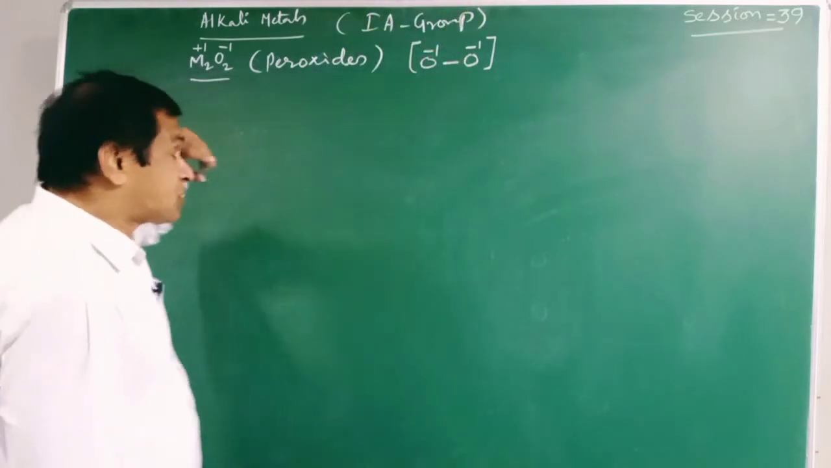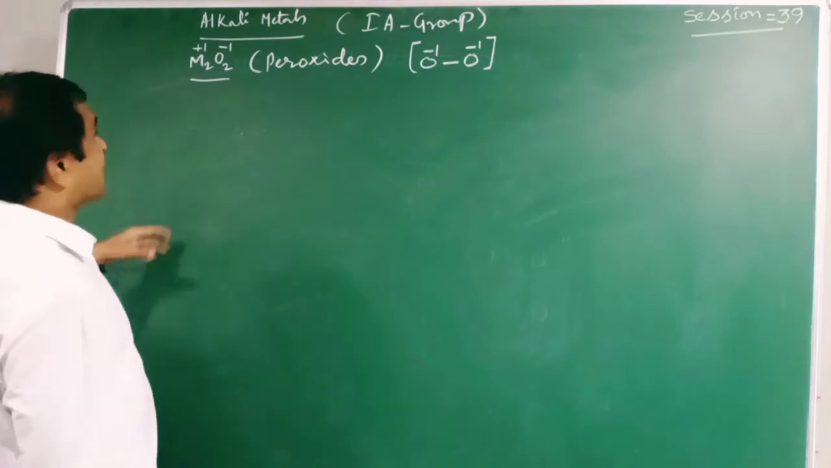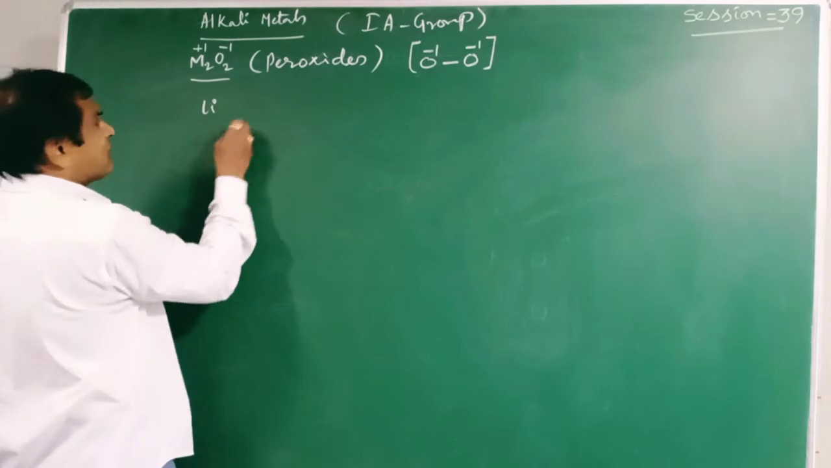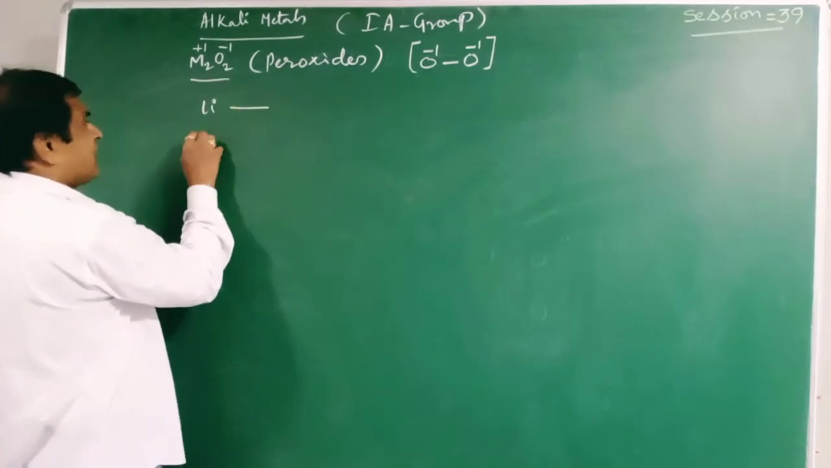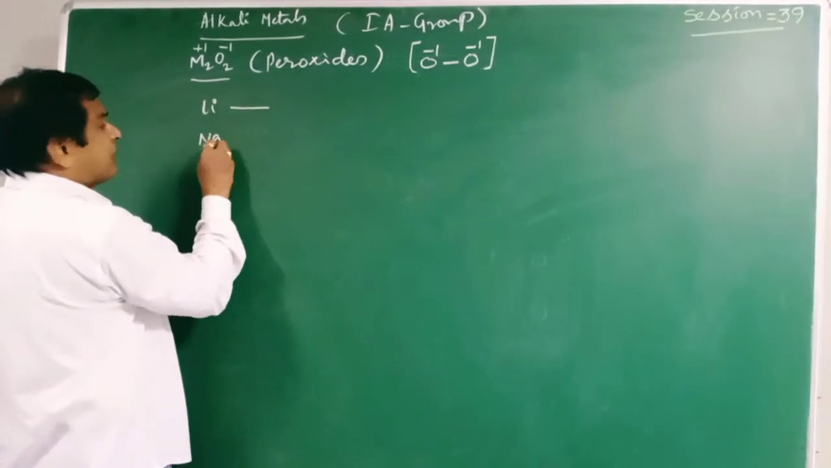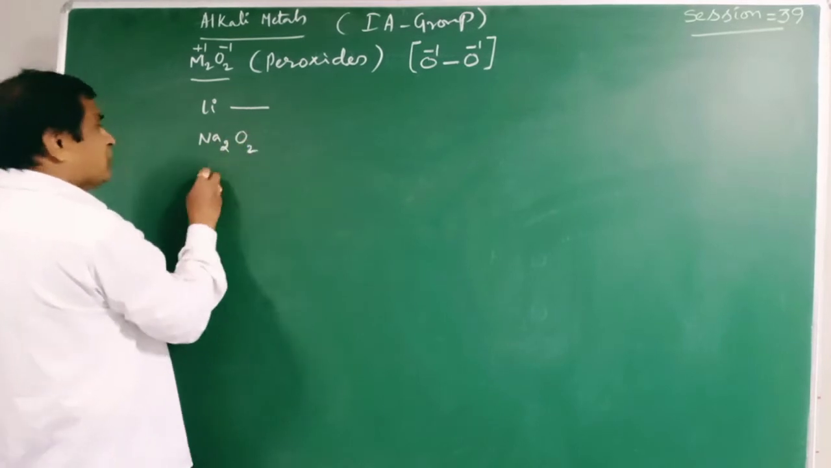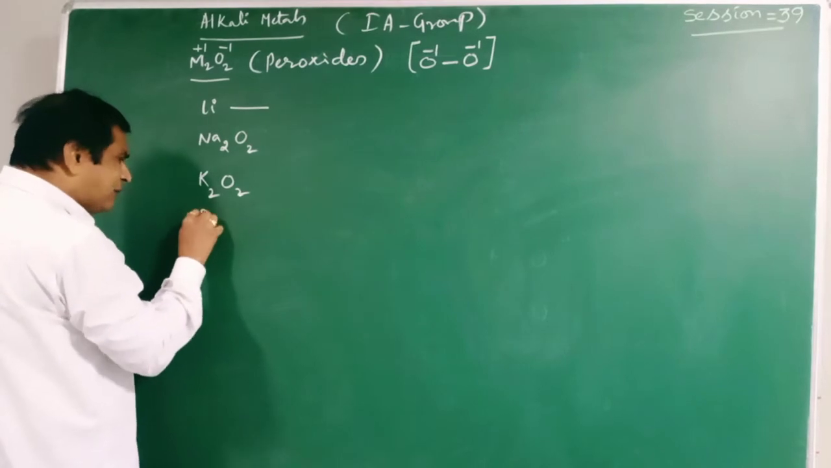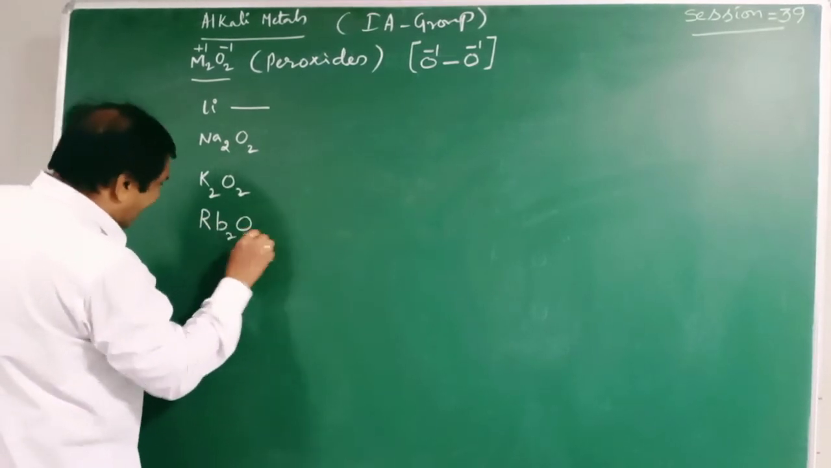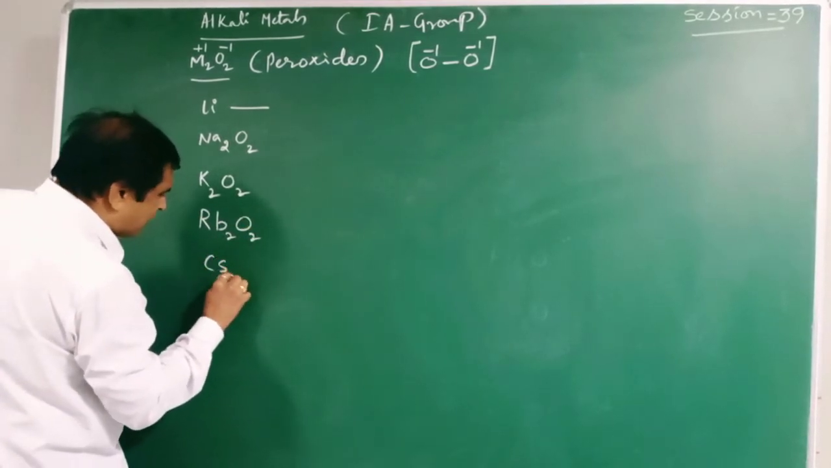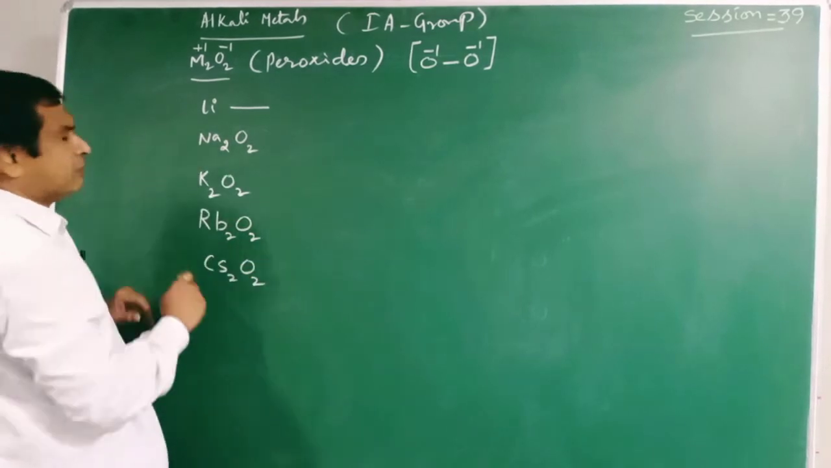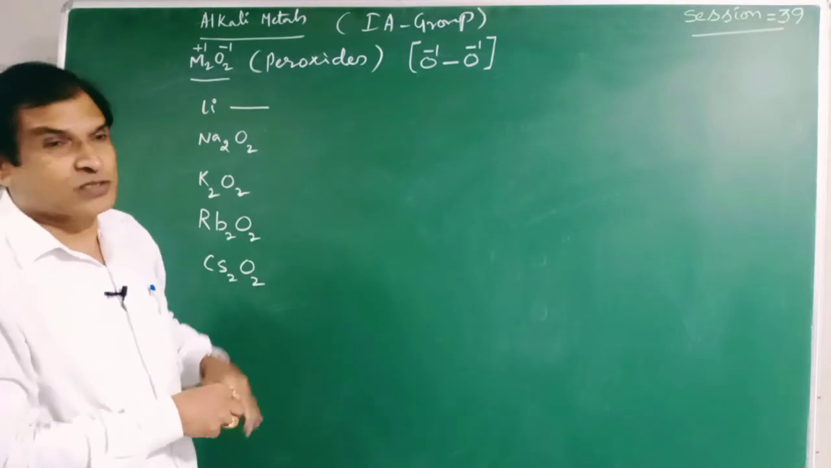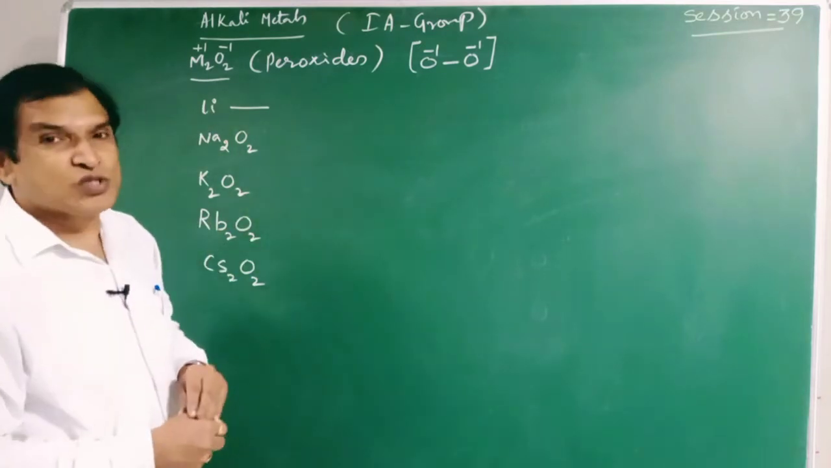Which alkali metals can form this type of oxides? Except lithium. Due to its small size, lithium cannot form peroxide. Sodium can form sodium peroxide, potassium can form potassium peroxide, rubidium can form rubidium peroxide, and cesium can form cesium peroxide. Except lithium, the rest of the alkali metals can form stable peroxides.